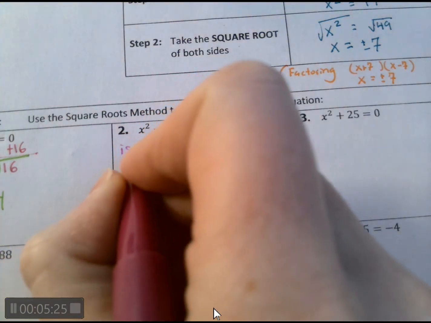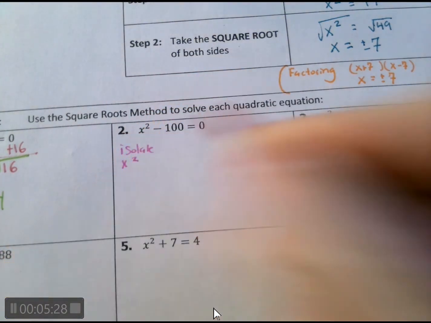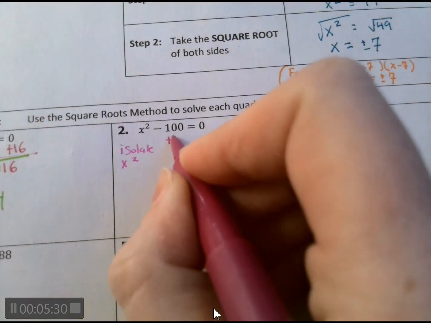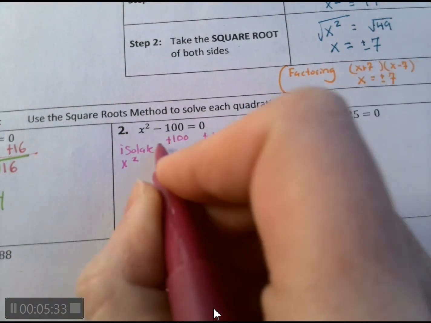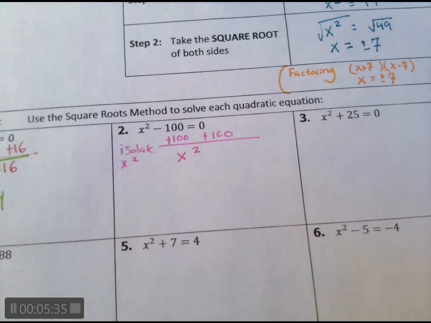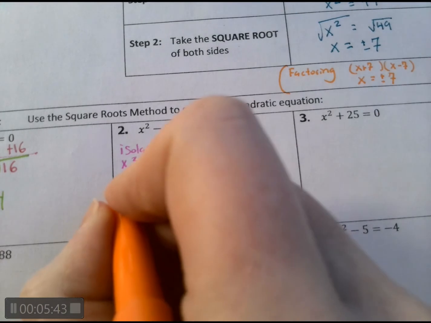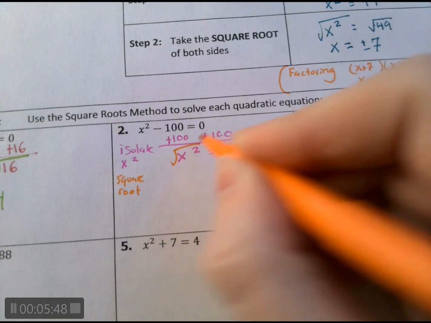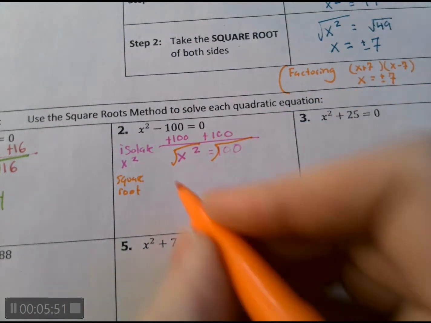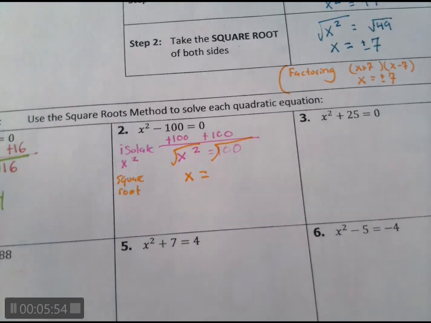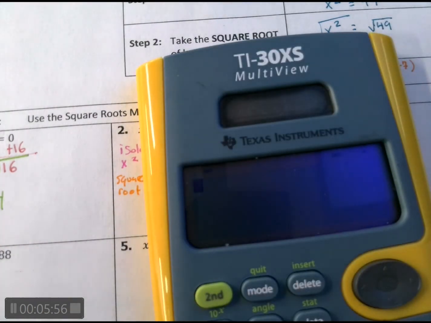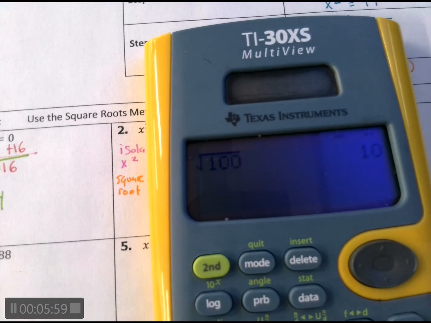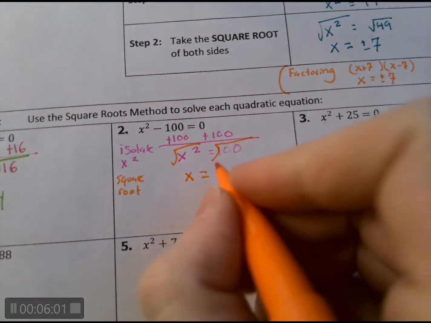Isolate x squared. So we're going to add 100 to both sides to get x squared equals 100. All right, next step, we are going to take the square root of x squared, and the square root of 100. So x equals, if you don't know the square root of 100, put it in your calculator. Gives you 10. Remember, it has to be plus or minus 10.